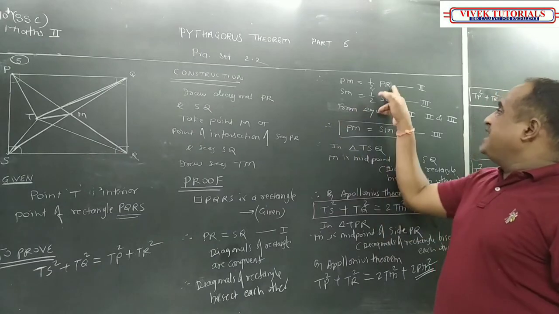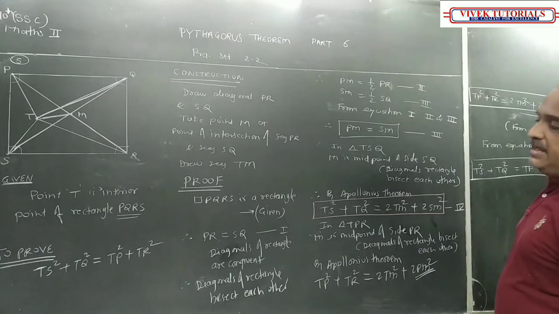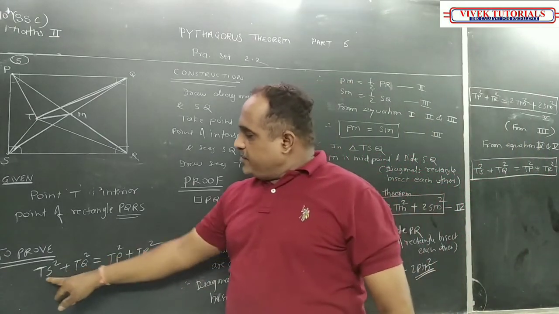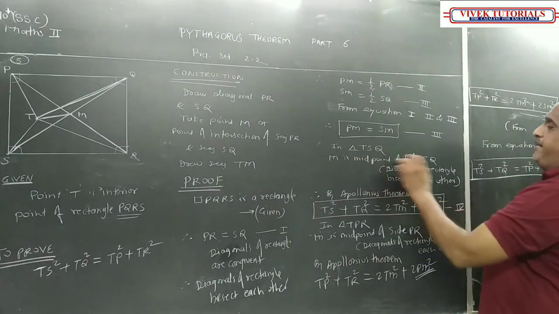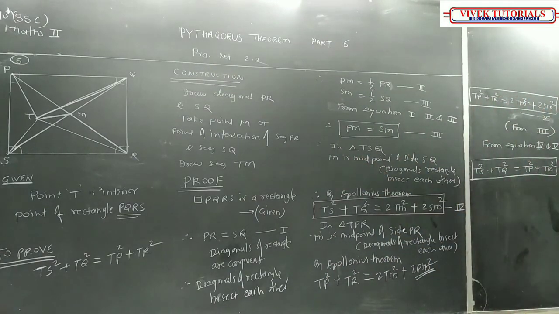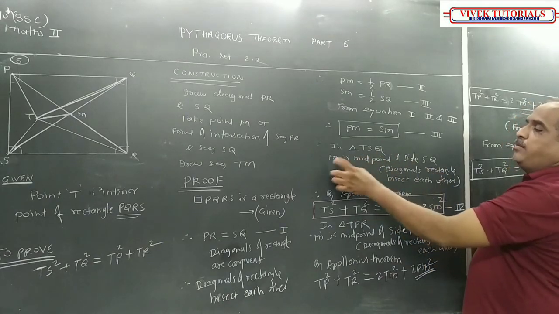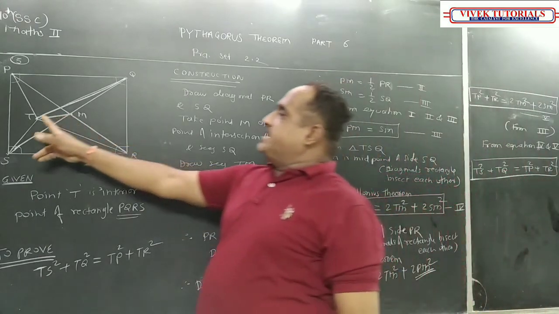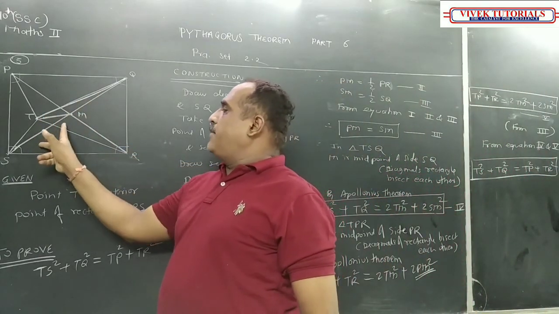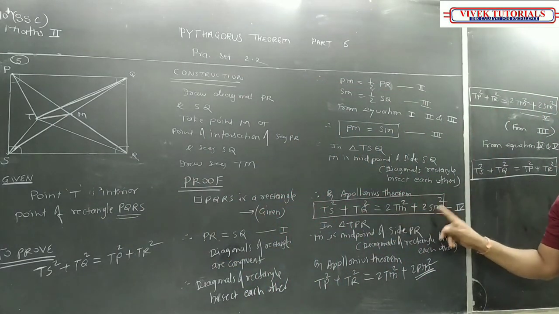But here PR is equal to SQ, so what does that mean? PM is equal to SM. Is it right? Then we go to this triangle, which one? For TS and TQ, the triangle is TSQ. M is the midpoint of side SQ. So we can apply the Apollonius theorem, because M is the midpoint, since diagonals of rectangle bisect each other. So I applied Apollonius. What will Apollonius be? TS square plus TQ square is equal to 2TM square plus 2SM square.